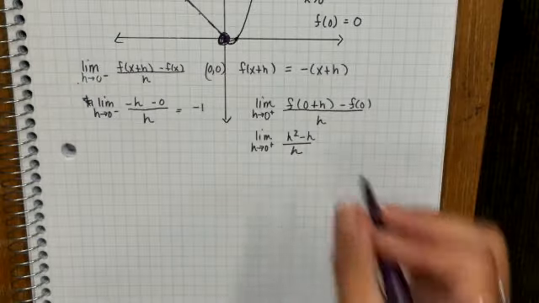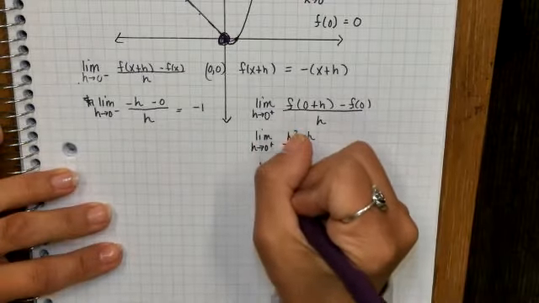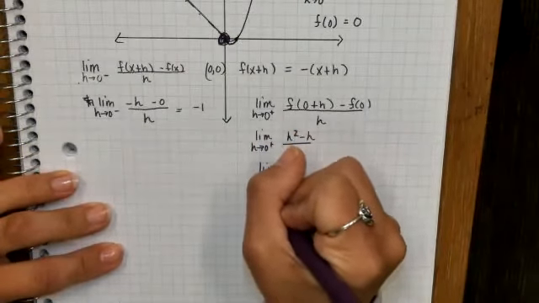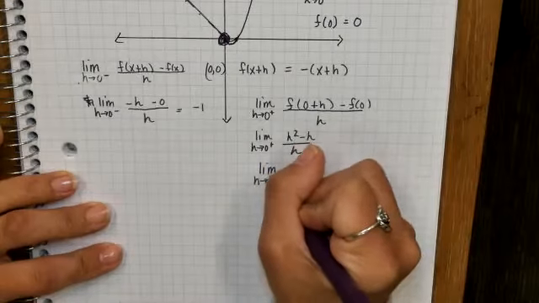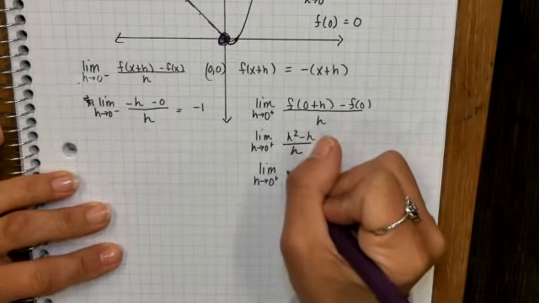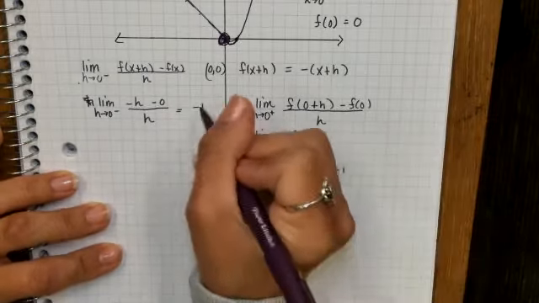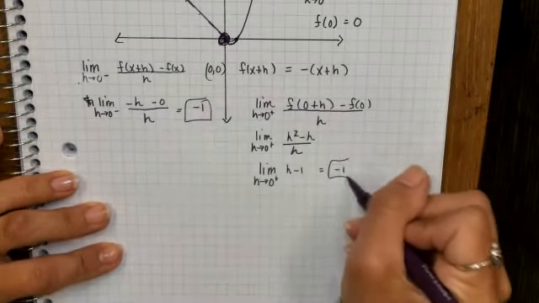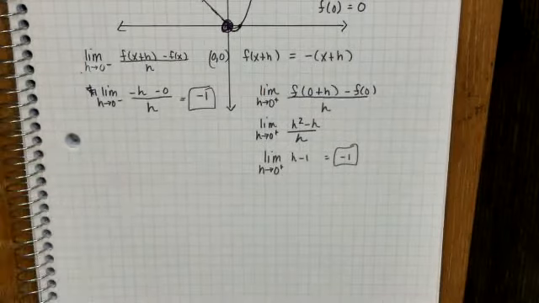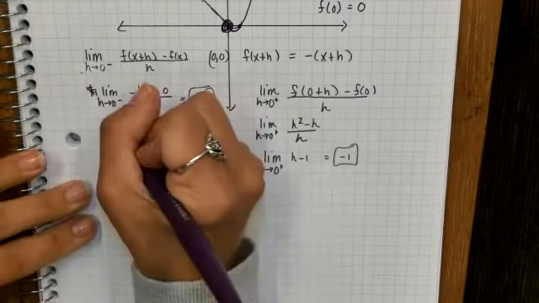So I believe this is the limit as h approaches 0 from the right of h minus 1, which is -1. So yes, there is a tangent line and its slope is -1.